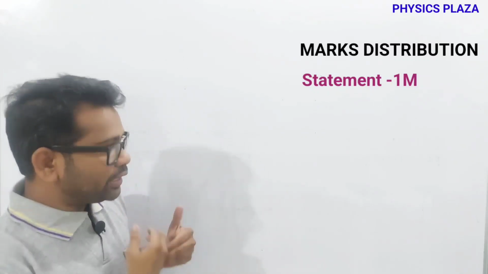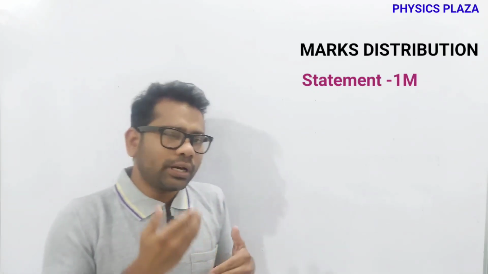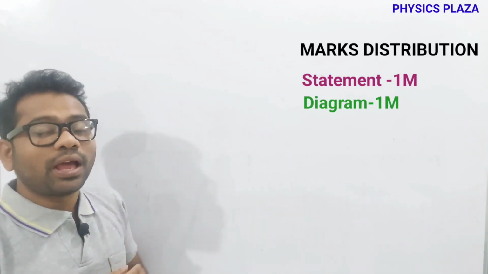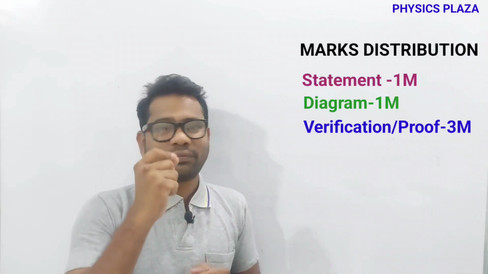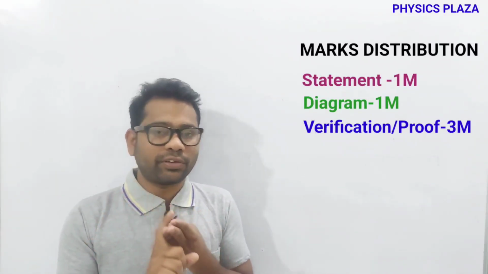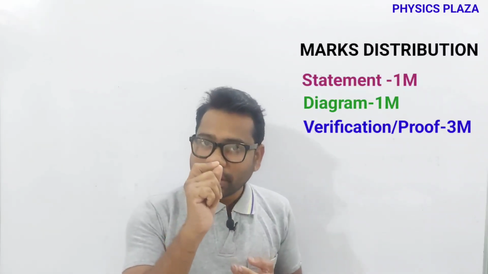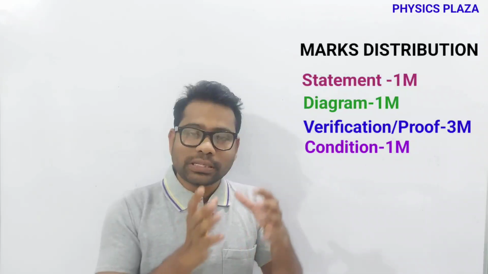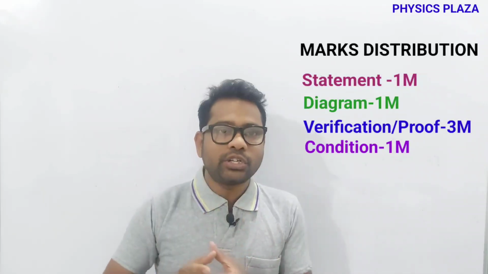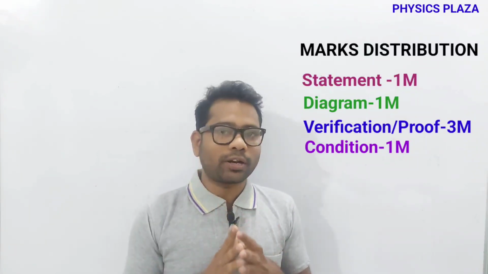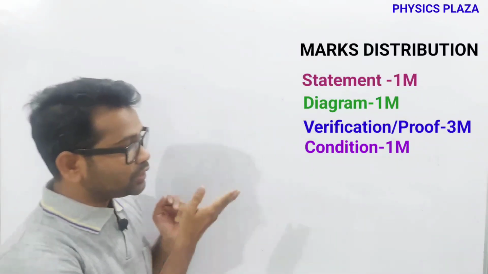And before doing a derivation, in this question, a diagram is very important. Even the diagram carries 1 mark, and the next 3 marks are for verification. 1 mark for a statement, 1 mark for a diagram, 3 marks for verification. And one more very important thing, children, is that we have to write the condition, means when this law of conservation of energy is valid. For writing that condition, 1 more mark. Again, till here total 6 marks only.